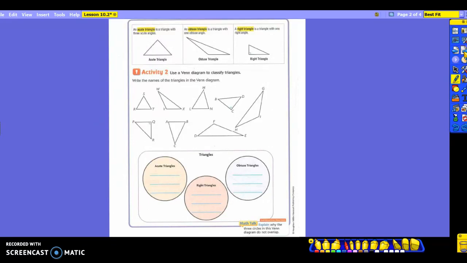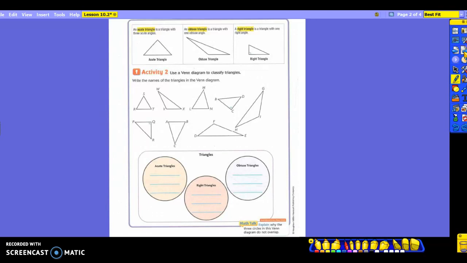Alright, let's look here. It says to use the Venn diagram to classify these triangles. We're going to write the names of the triangles in the Venn diagram. So we have acute triangles, right triangles, and obtuse triangles. I'm not sure about you, but usually the easiest way is to start with the first triangle and get it in the correct place. Does that make sense? That work for everybody?